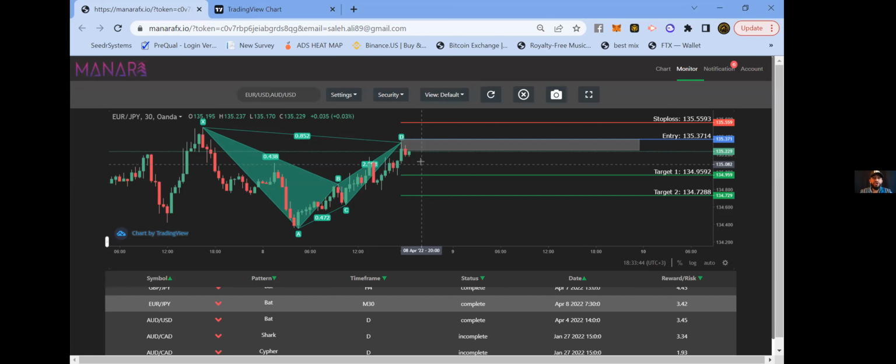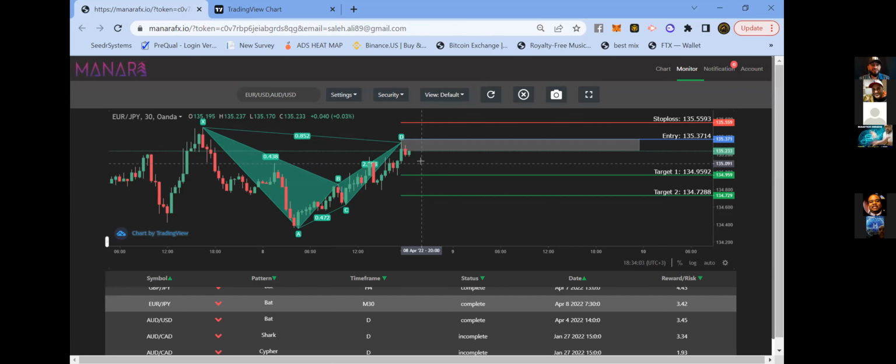134.9592. You're going to look at your risk, and let's say you have a $1,000 account. You're going to risk a 0.02 lot size, and you're going to click on sell. You're in the trade. Look at your phone, watch your blue screens, and allow yourself to take profit 1. That's what I want a beginner to do.